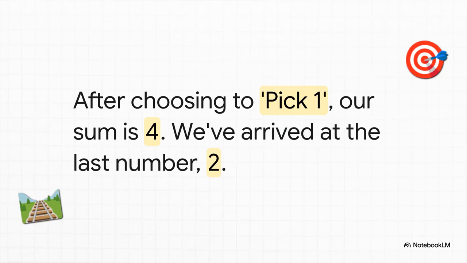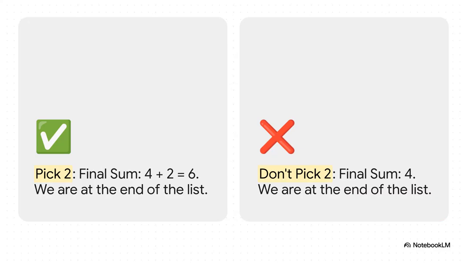Let's keep going down the pick route. We chose to pick the 1, so our sum is now 4. And we've finally reached the last number in our list, the number 2. Okay, one last decision to make. We can pick the 2, which gives us a final sum of 6, or we can skip it, leaving our final sum at 4. And since that's the end of our list, we're done.